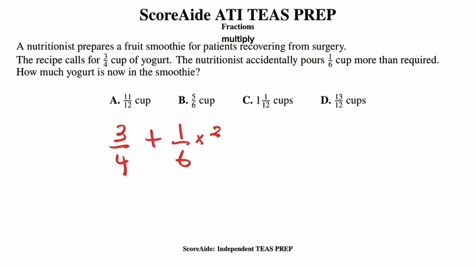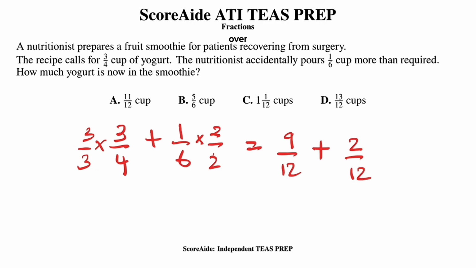So if I multiply this by 2/2, the denominator is going to be 12. I multiply this by 3/3, this is going to be 12, right? So if I simplify that, I'm going to have 9/12 plus 2/12. Now when you have this, all you have to do is add the numerators and maintain the denominator. So it's going to be 11/12. And the answer is A, right?